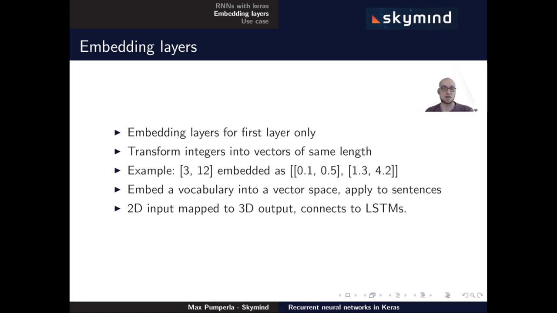A prototypical example that you would apply this to, and which we're going to do, is you want to embed a certain vocabulary into a vector space, meaning each word in this vocabulary has to be given a representation in that vector space, and then you apply those embeddings to sequences of words. This way, you can map a 2D input to a 3D output, which connects to an LSTM. So if you have a mini batch of sequences of IDs, you can map those to a mini batch of sequences of vectors, i.e. a mini batch of matrices. And this can be fed into an LSTM model.